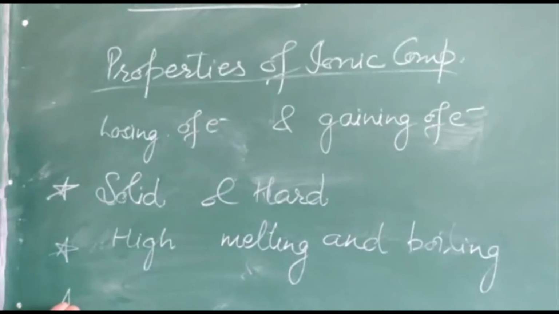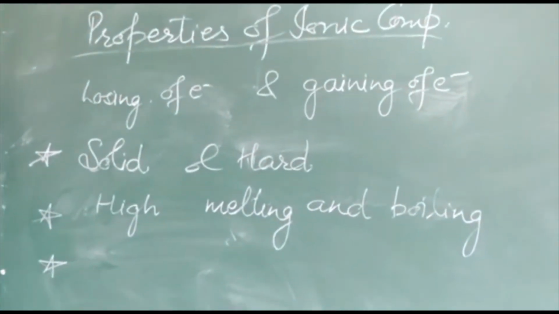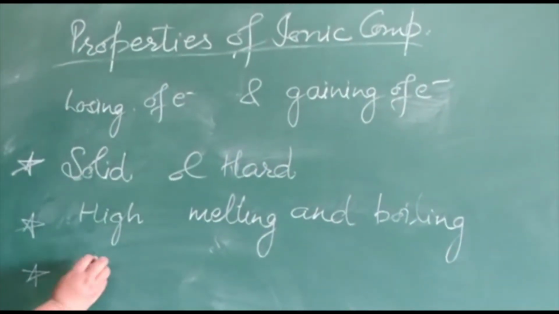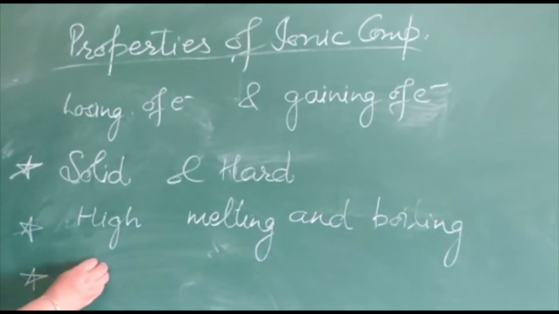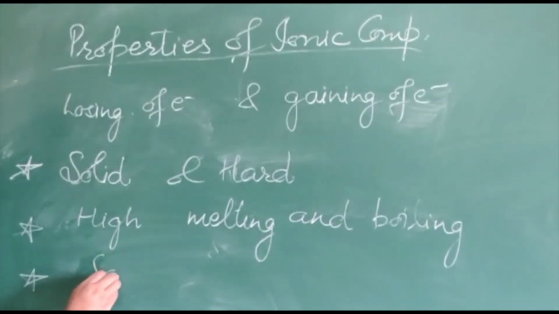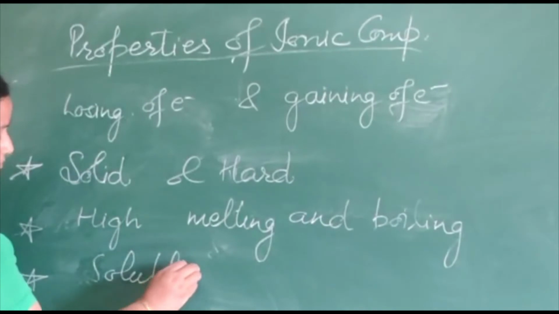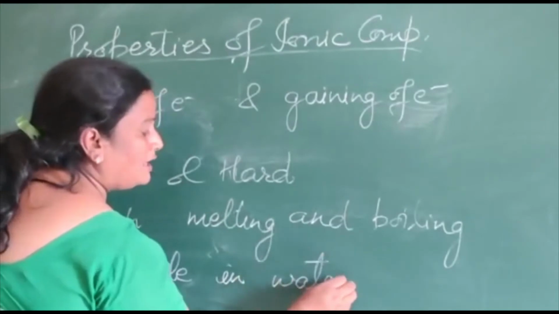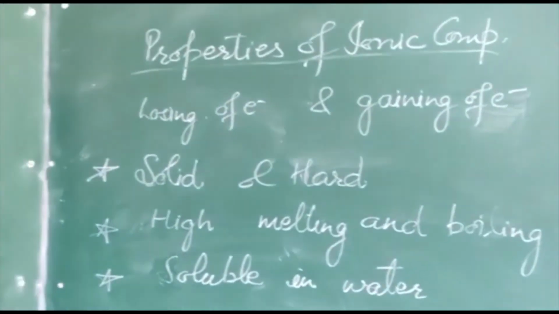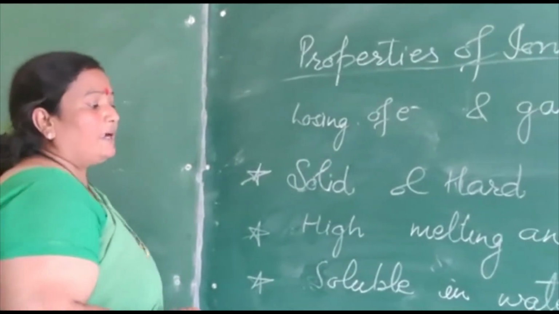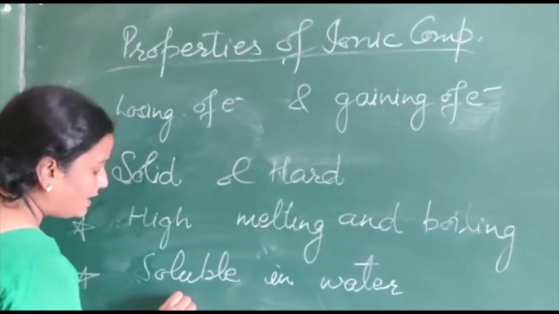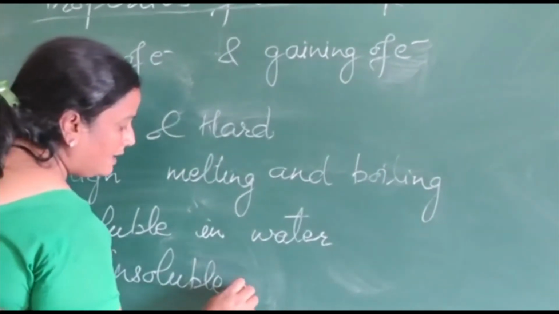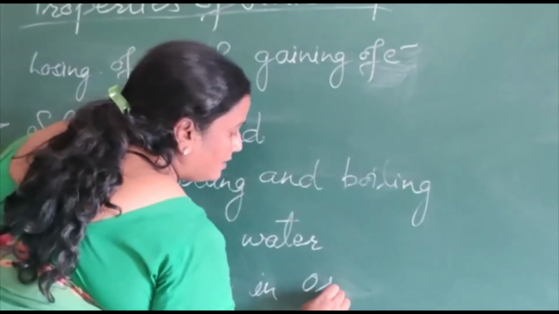And a very good part of these compounds is that they are soluble in water. Water, as we already know, is a universal solvent. So ionic compounds are soluble in water. We very commonly see that salt, which is NaCl, dissolves in water easily. But they are insoluble in organic compounds.